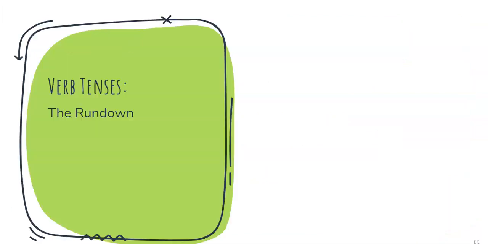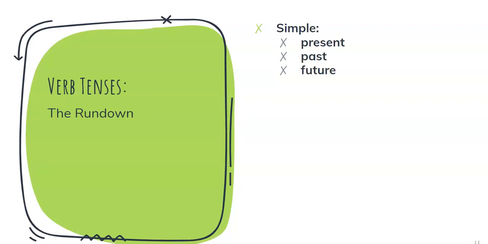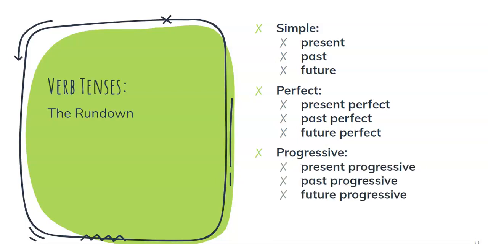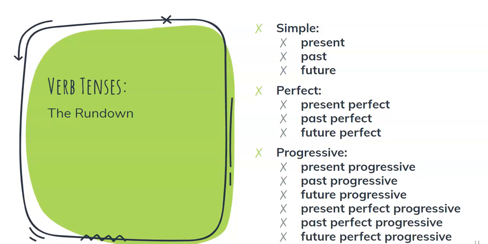Let's pause for a sec and review verb tenses. English verbs have 3 simple tenses: present, past, and future. Perfect tenses describe completed actions. They are present perfect, past perfect, and future perfect. Progressive tenses describe unfinished actions. Present, past, and future progressives are actions that are ongoing, unfinished action. Present, past, and future perfect progressive tenses are actions that were in progress but are now finished.